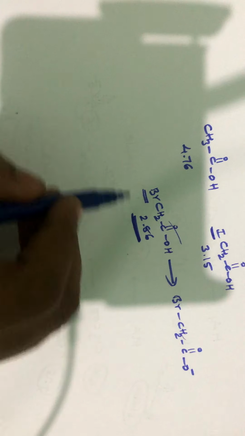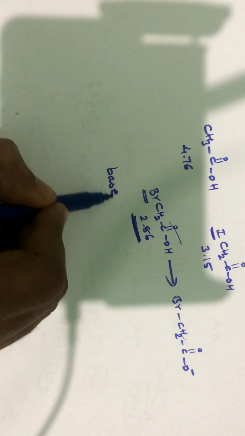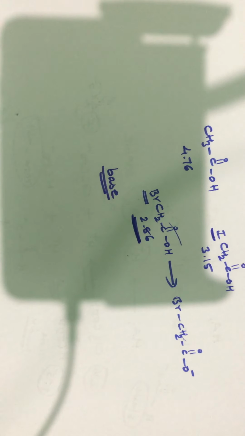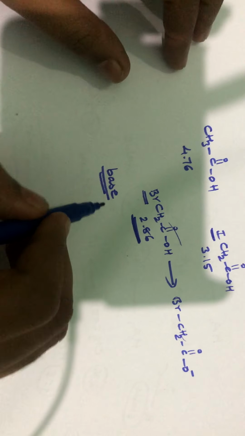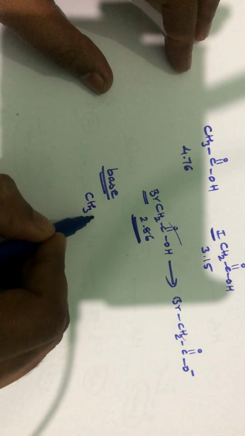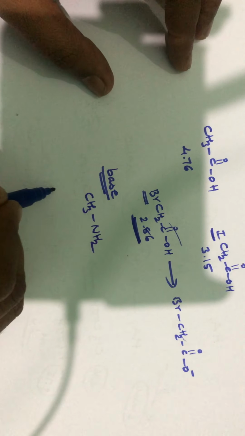Similarly is the case for bases. What is a base? A base is a substance that generally donates an electron pair. So an acid is a substance that accepts an electron pair. Let's take an example of this: methylamine and ethylamine.